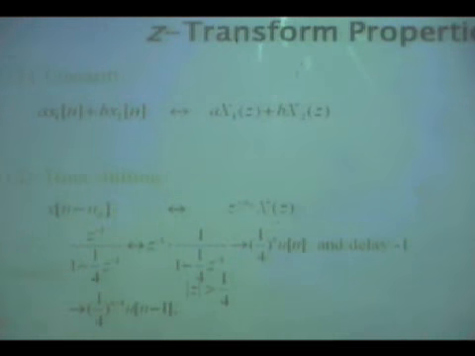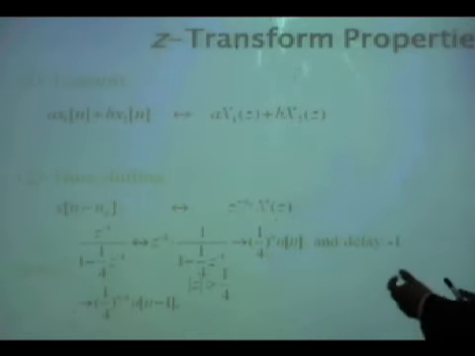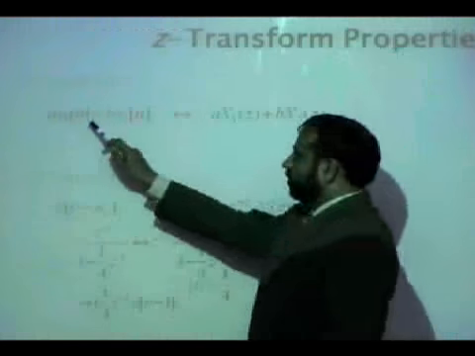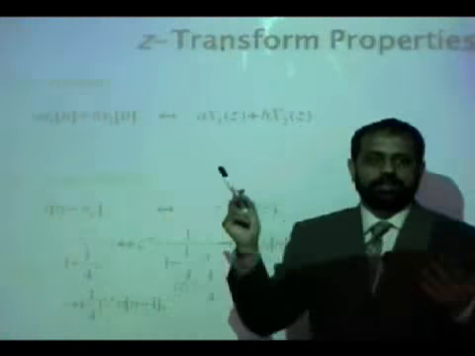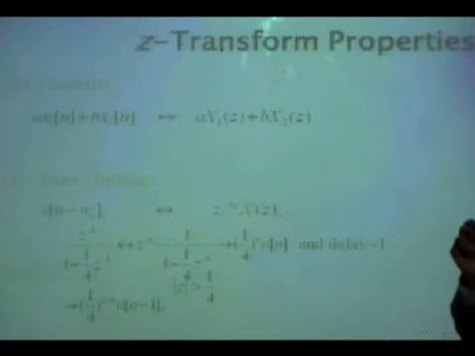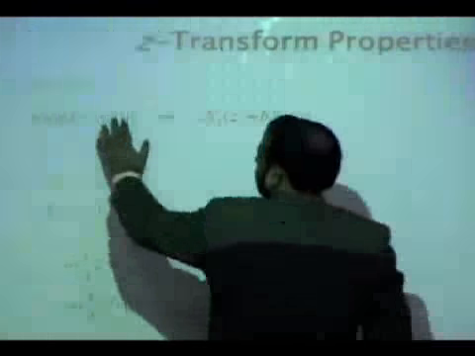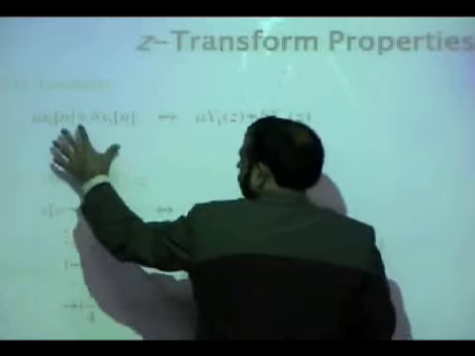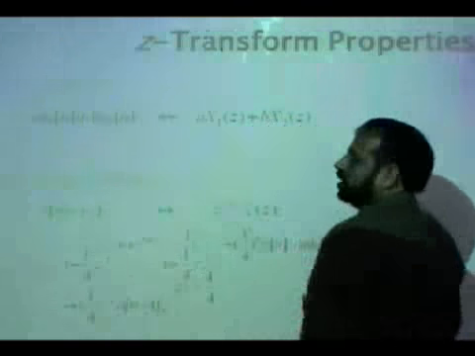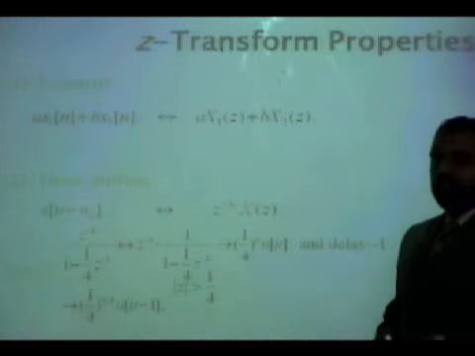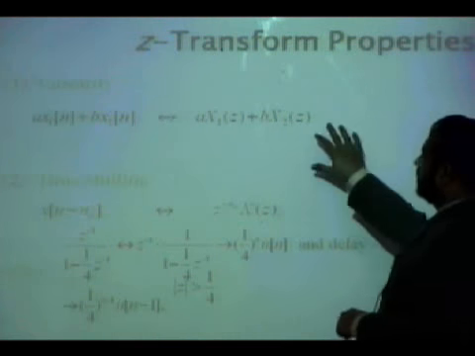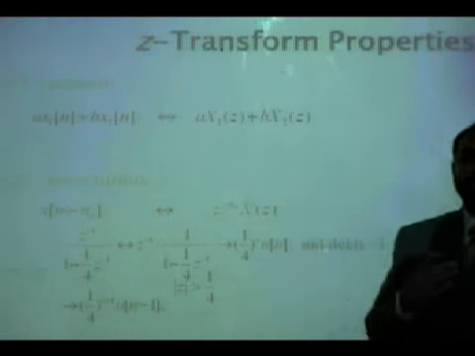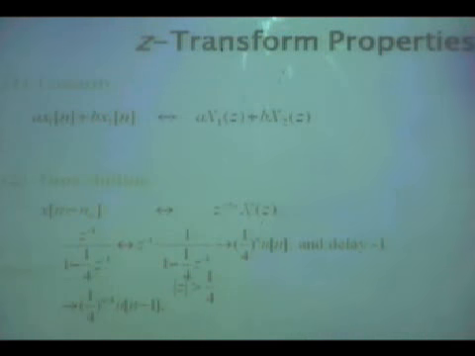Linearity is one. We already know this. Linearity simply says that if you have two sequences, their Z transforms obey linearity. You take the Z transform of this and the Z transform of this, so if you combine the sequences together, you also combine the Z transforms, because the mathematical expression used to compute the Z transform obeys linearity, and the region of convergence obviously will be the intersection of the two regions of convergence.